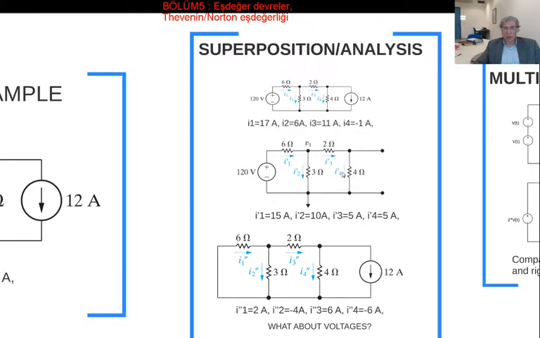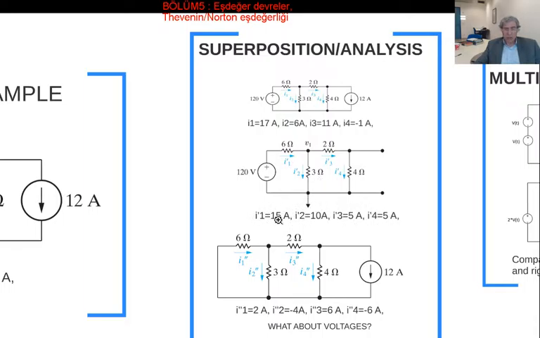Now we are saying we are going to deactivate one of the independent sources. In this circuit, we deactivated this 12 amp independent current source. That means the current became zero, deactivation, open circuit. So I made it open circuit, and there is only one independent voltage source in my circuit. Find the currents here. That is I1 prime, I2 prime, I3 prime, I4 prime. The calculation results of these currents are given here.